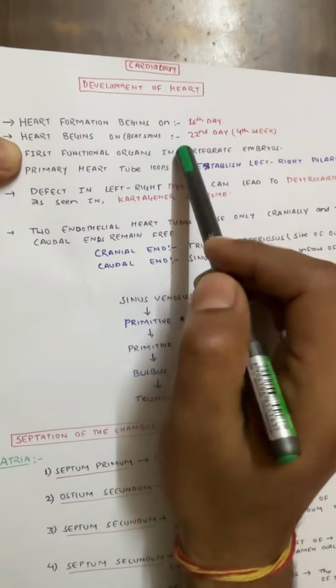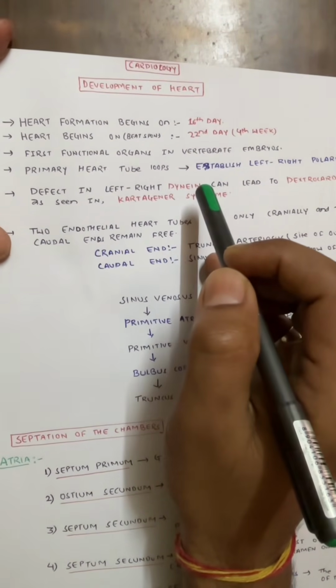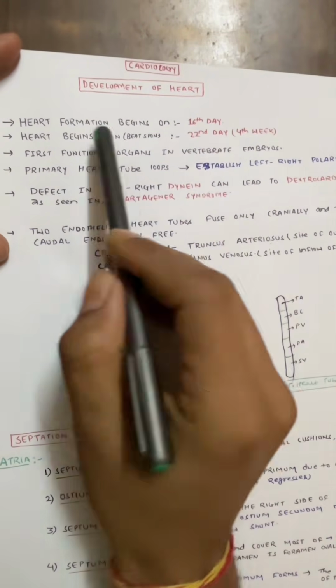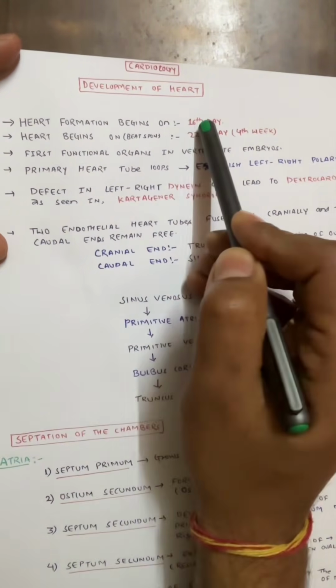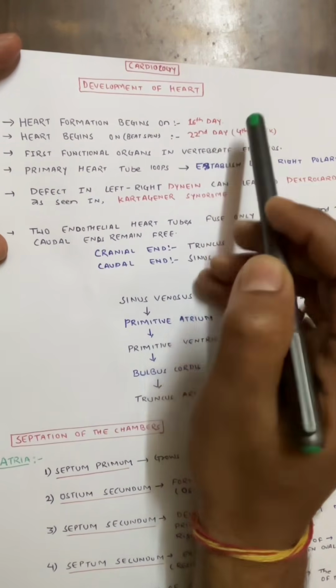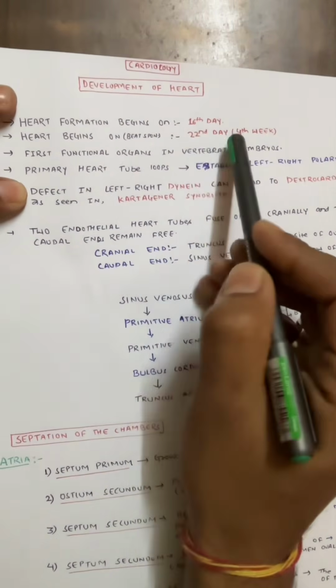Now first we'll talk about the timeline of development. First let's talk timing. These dates are very important for exams. Heart formation begins on the 16th day. Sometimes it's asked in MCQs. So the heart formation begins on the 16th day, and by day 22.